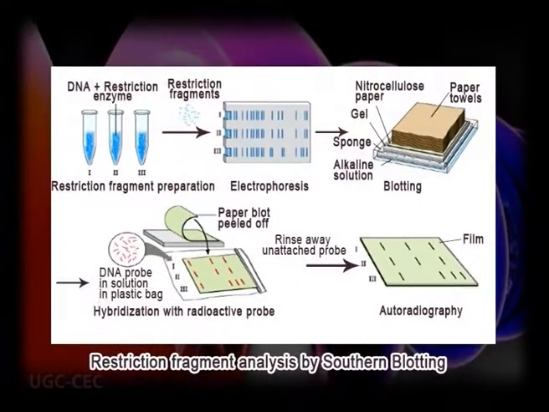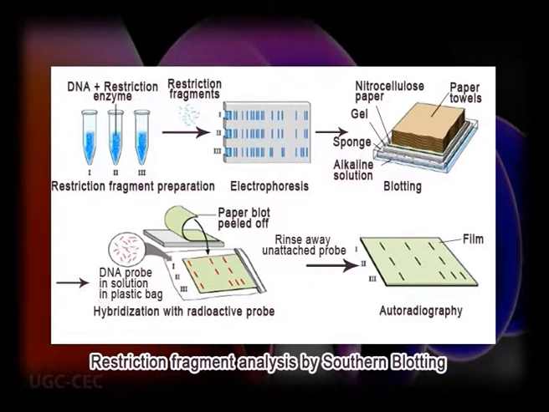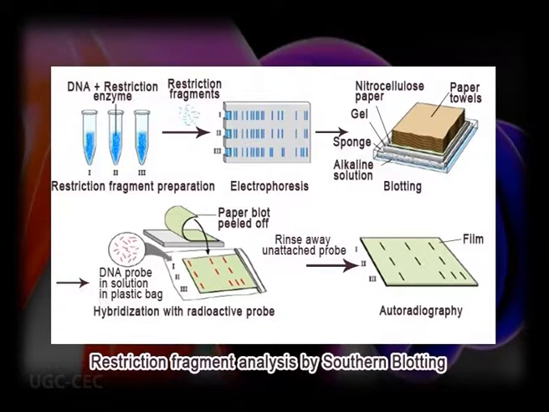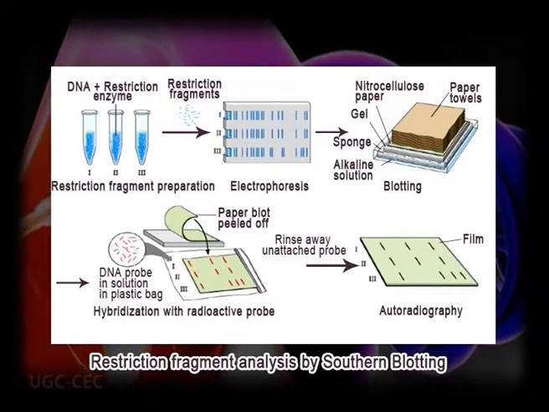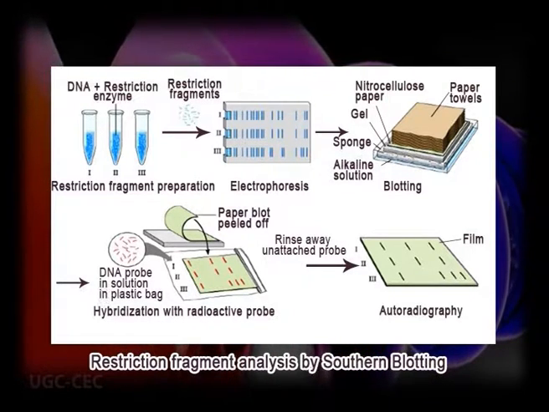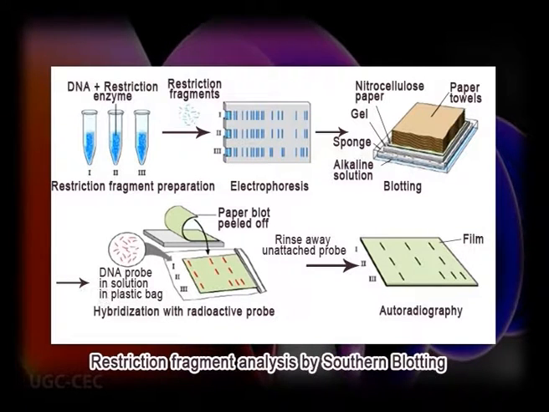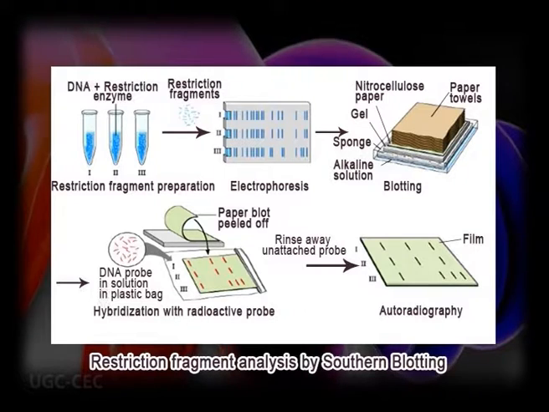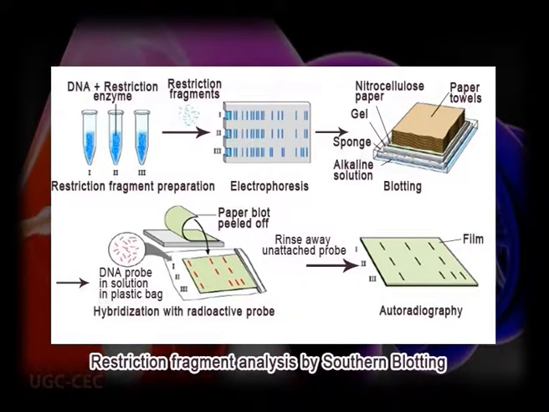During Southern blotting, the DNA molecules in the gel move upward by the capillary action of the buffer and come in contact with the nitrocellulose membrane where they get attached. The DNA fragments transferred on the membrane occupy the same positions as in the master gel.